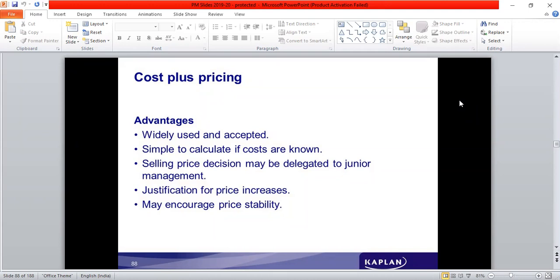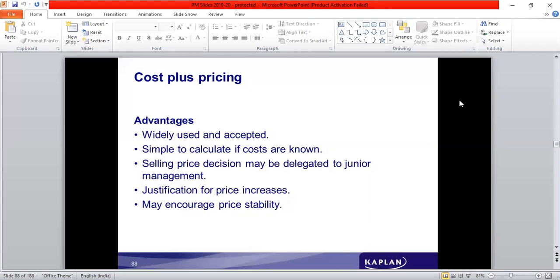Justification for price increases. Whenever costs increase, the selling price also will be increased, and it can be very clearly explained to the customers or the stakeholders that this is the reason why the price has to be increased, because the input costs, material, labor, and other things, have increased. Therefore there was a need to increase the selling price. Easy to explain and justify that.